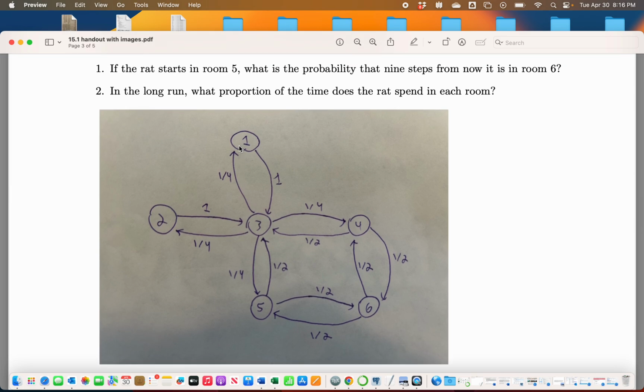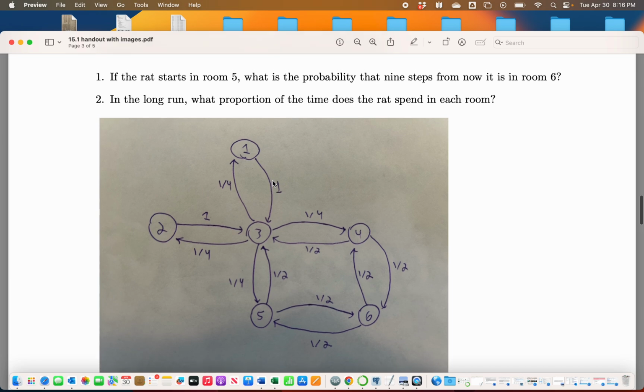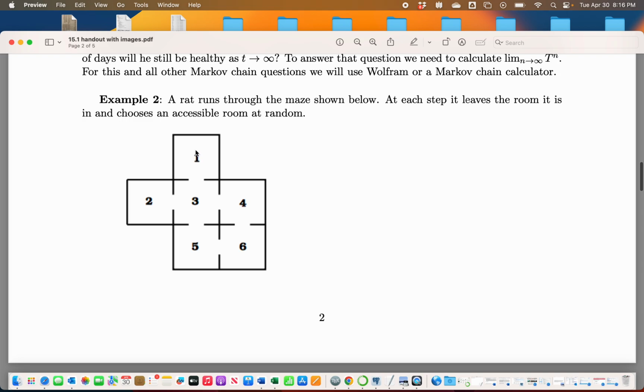And notice I've drawn it geographically, matching the original picture. Like state 1 is the northernmost state, but you don't have to do it like that. You can draw this however you feel like. You just need to respect the physical nature of the scenario. So like if the rat is in room 1, it's going to move to room 3 guaranteed, because it leaves the room it's in and goes to somewhere adjacent. And there's only one adjacent room, 3.